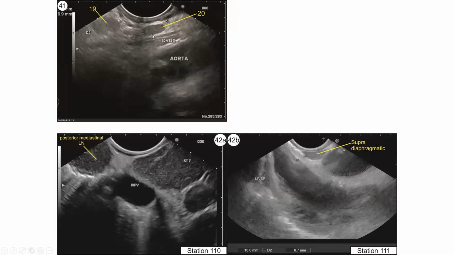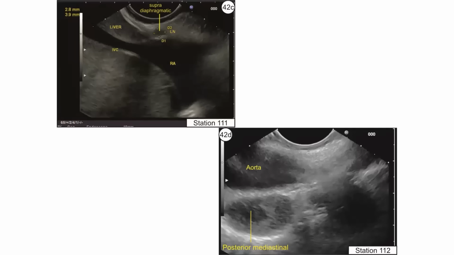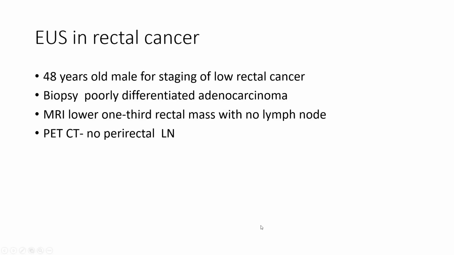This is a supradiaphragmatic lymph node. This is a lymph node close to the crux of the diaphragm. And this is a lymph node close to the right inferior pulmonary vein. This is a lymph node below the right inferior pulmonary vein along the lower part of the esophagus. The lymph node is spread. You have to be careful. It is boring, but it is important that you are able to see this supradiaphragmatic lymph node, posterior mediastinal lymph node, and then we start the proper T and N staging in an advanced gastric cancer.